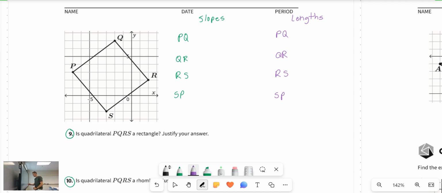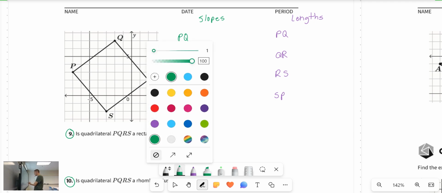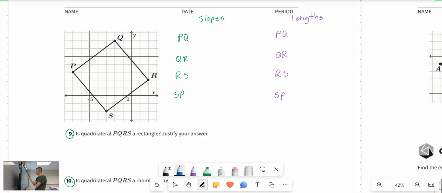Okay, so let's do this first. From P to Q, we should also probably label our points. Let's have that in blue just so we know what we are doing here. Point P seems to be at -7, comma, how high is it? 1, 2, 3, -7, comma 3. Point Q seems to be at -2, comma 7.